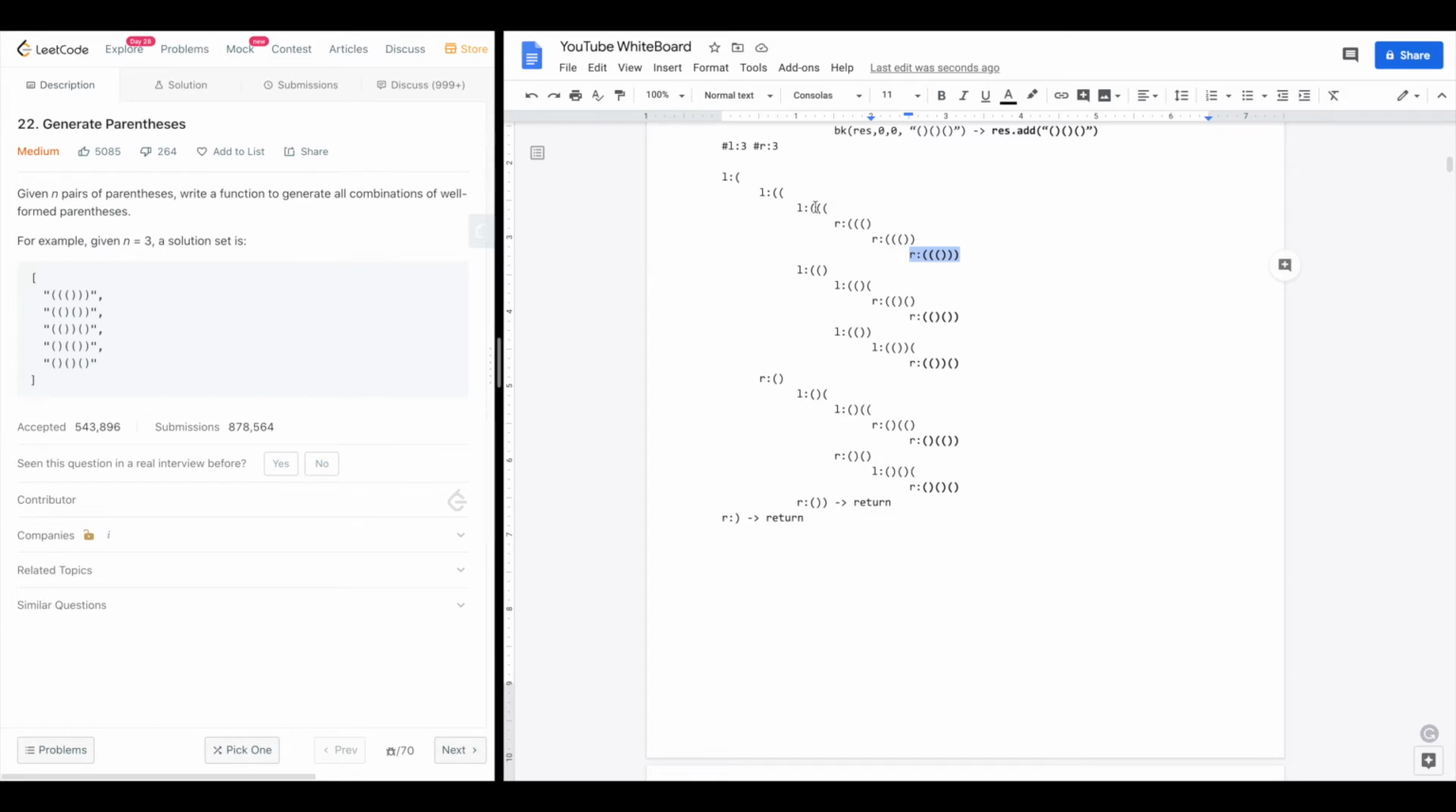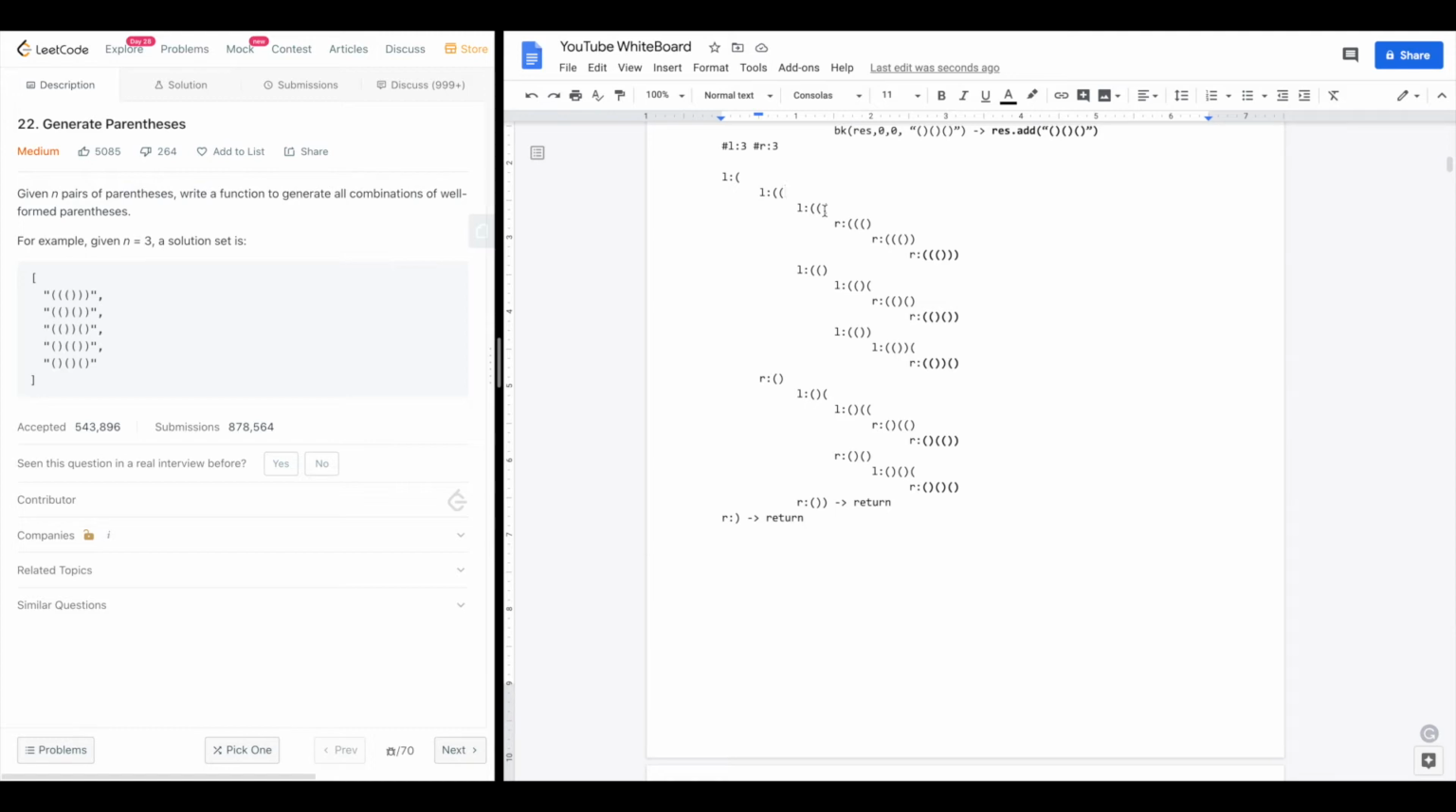And for my last step over here, every time I can add a left parenthesis or a right parenthesis. I have two choices: add left or add right.